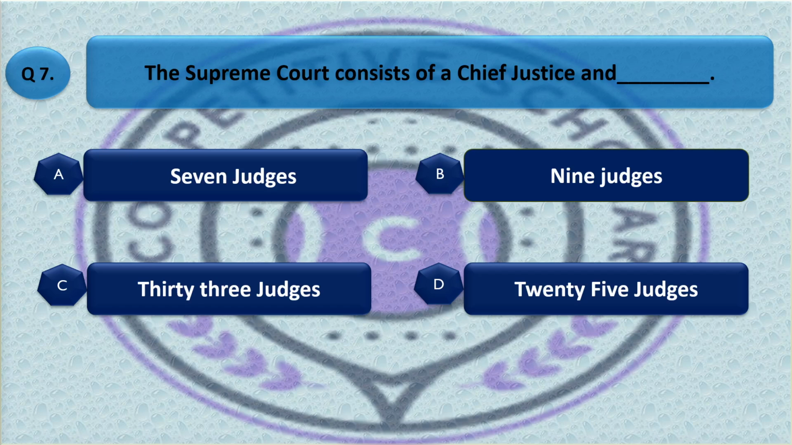Question number 7. The Supreme Court consists of a Chief Justice and how many judges? Option A, 7 judges. Option B, 9 judges. Option C, 33 judges. Option D, 25 judges. Answer is C, that is 33 judges.